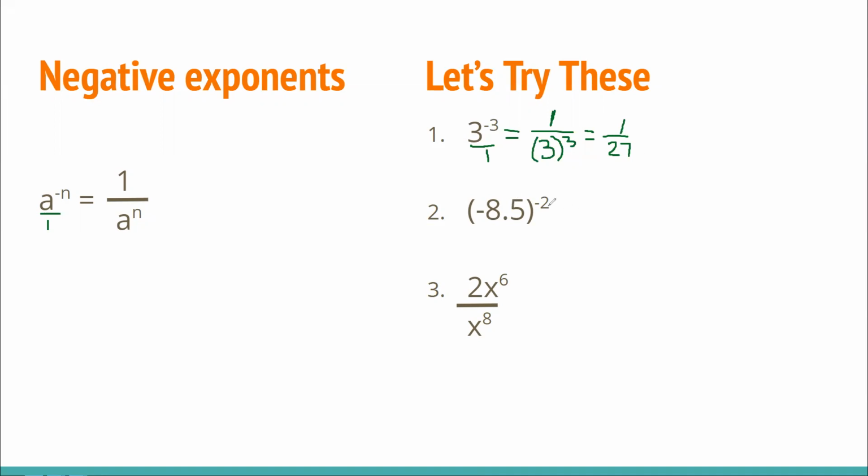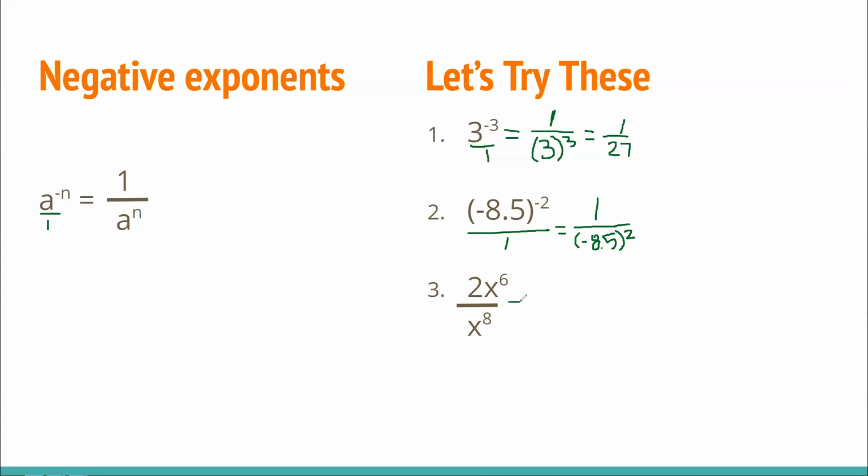Second one, same thing, just different numbers. We know we can put that over 1, so I'm going to do that. To get rid of that negative exponent, I'm going to flip it. That means the 1 goes on top, and the negative 8.5 goes on the bottom with our exponent of 2. Since we flipped it, we get rid of that negative sign. Again, you can keep going and simplify it so it's in its simplest form. To save time, I'm going to move on.